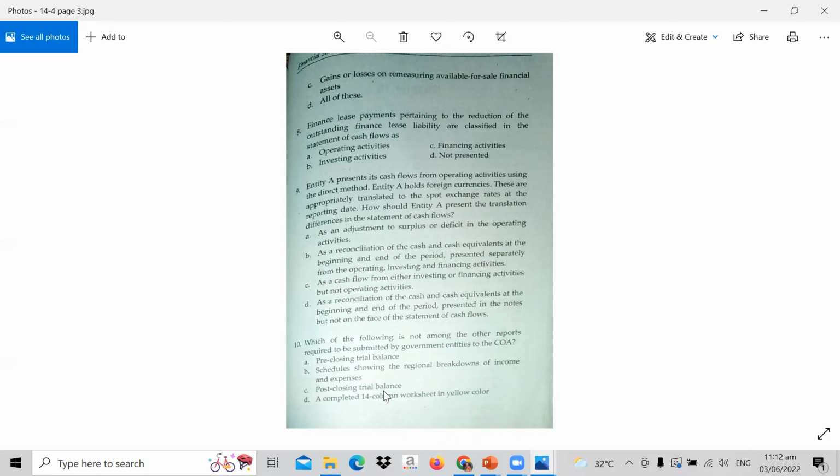And the last question would be, which of the following is not among the other reports required to be submitted by government entities to COA? Okay, this one. Worksheet is not required to be submitted. So a completed 14-column worksheet is not required to be submitted.